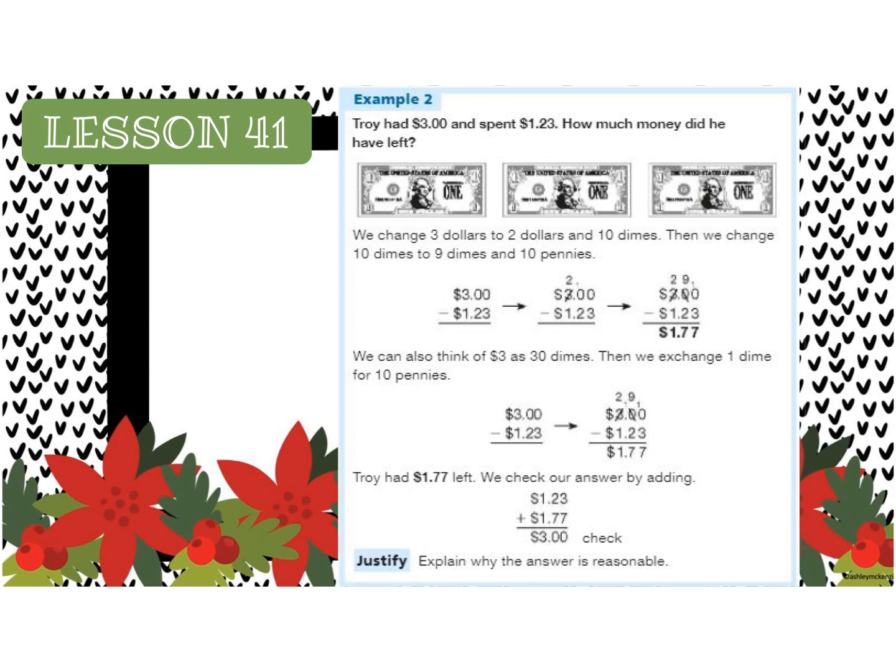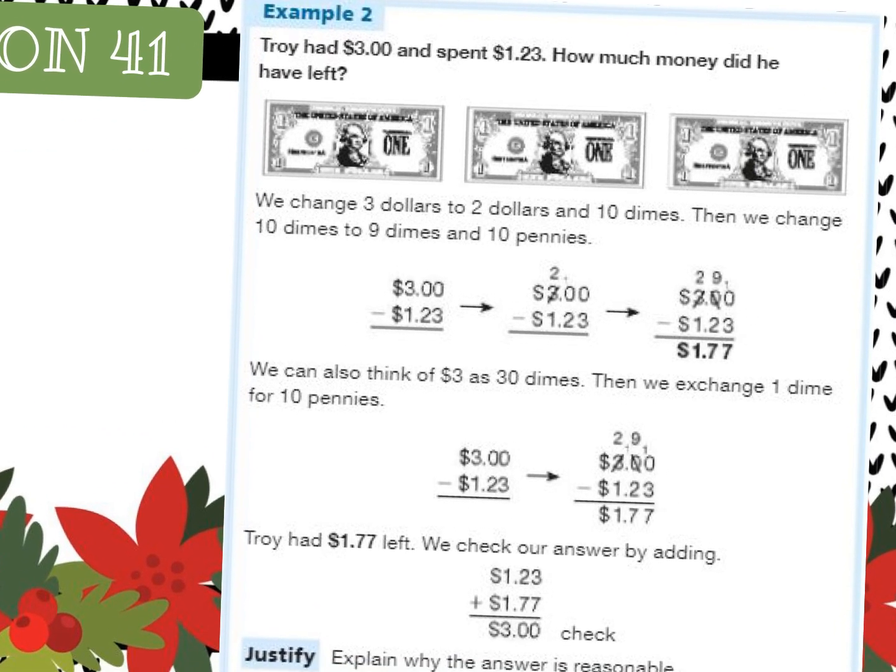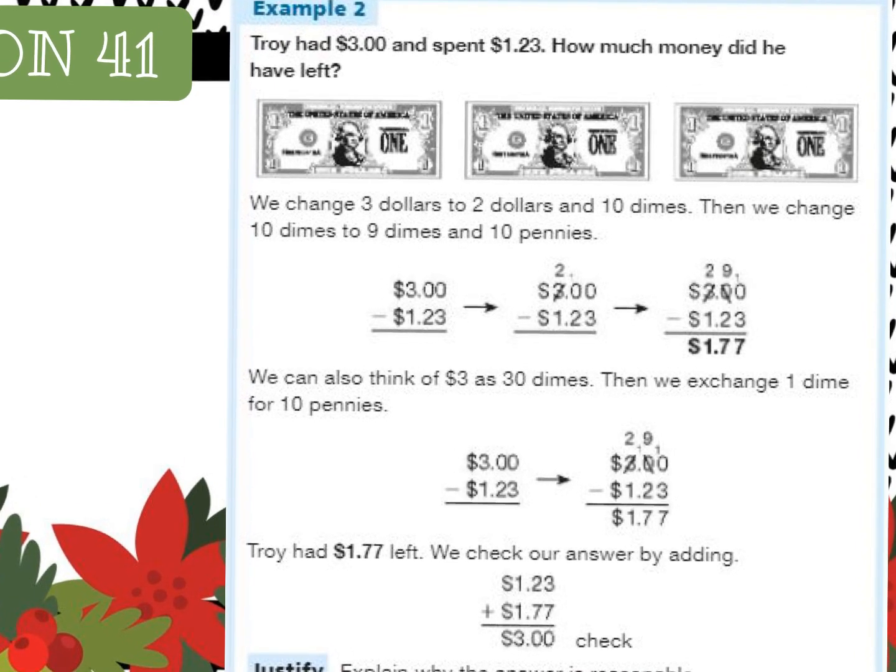Okay. Example 2. Let's look at this one. This one involves money. Troy had $3 and spent $1.23. How much money did he have left? So we start out with $3. We take away $1.23. We come all the way over here. That leaves me with 2. This would become a 10, but then I got to borrow from it, so it becomes 9. And this last 0 can become a 10. So that's what they're showing you here. 10 minus 3 is 7, 9 minus 2 is 7, 2 minus 1 is 1.